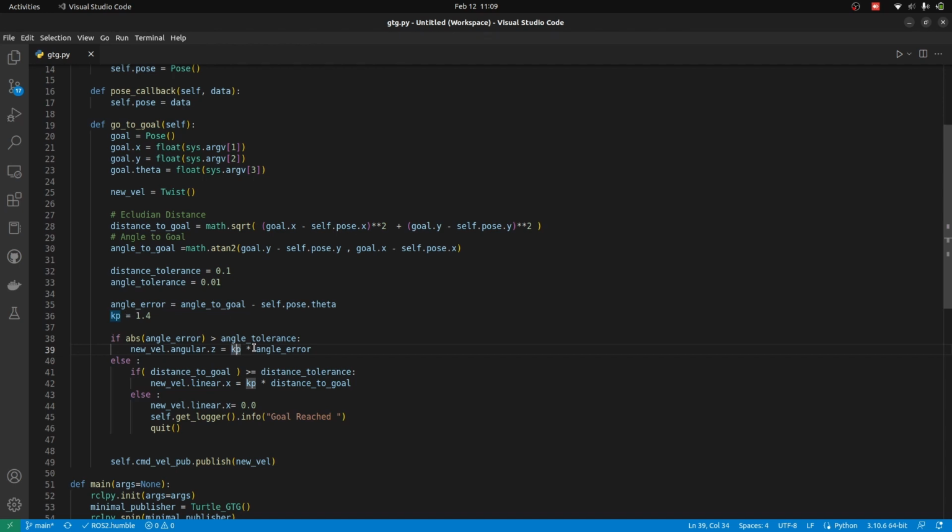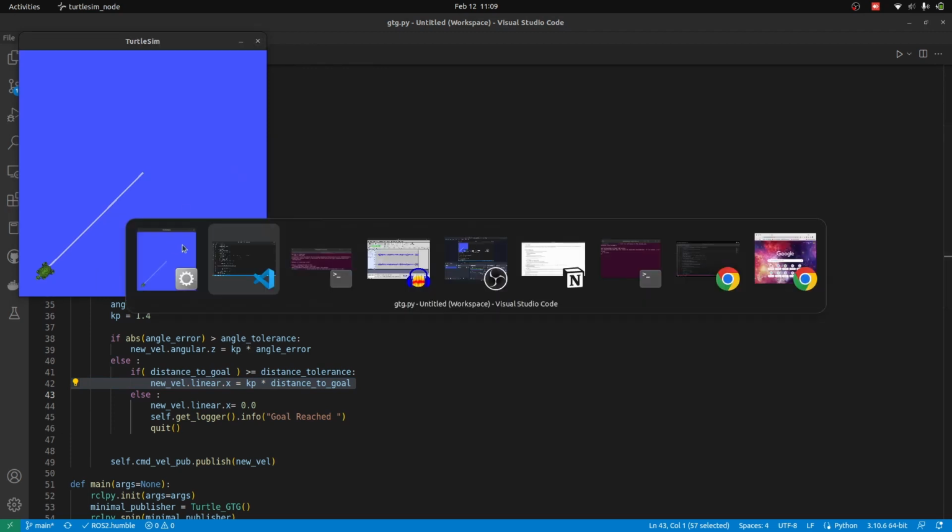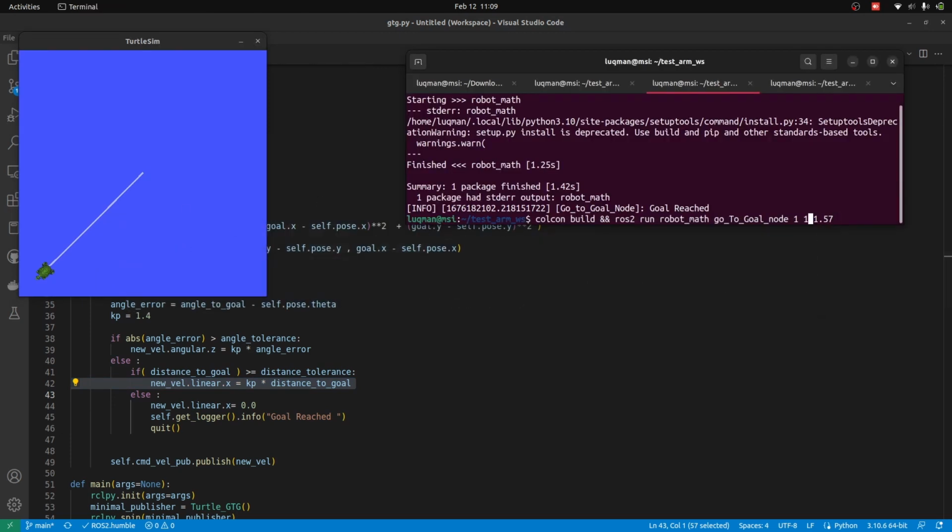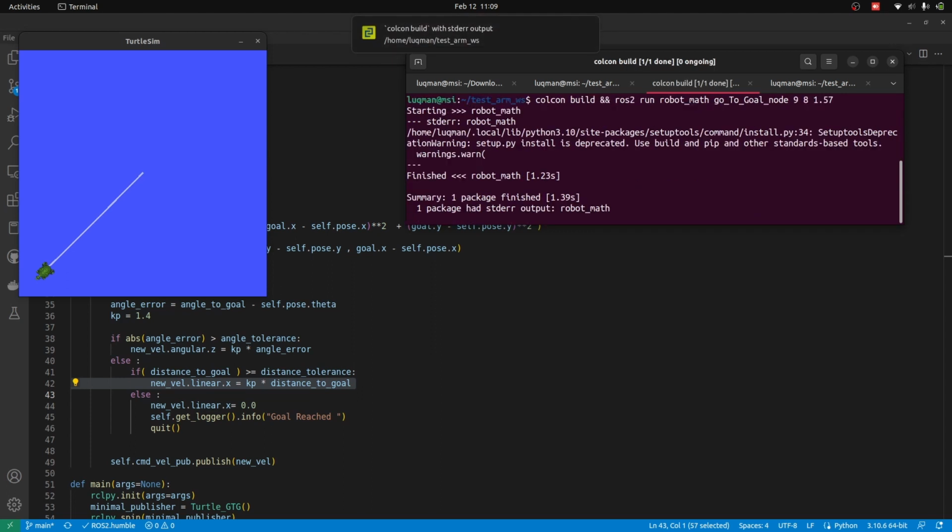Mostly proportional constant is part of PID control, that P is proportional controller, and it is multiplied by the error. It should not be multiplied directly to the distance to the goal, which is directly sent to the velocity, but it should be multiplied with an error. But as this simulation is really basic, I am going to utilize the freehand that it is providing. Let's make it move towards 9 in x, 8 in y, and 1.7.